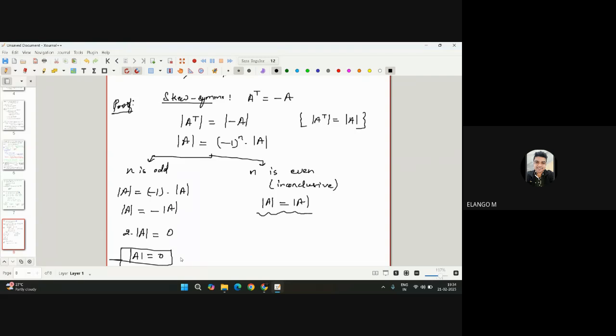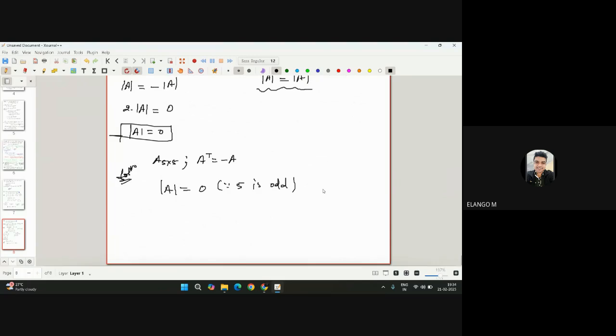For even power, its determinant is always 0. No, sorry, for odd power, its determinant is always 0. For even power, you can't make any conclusion.